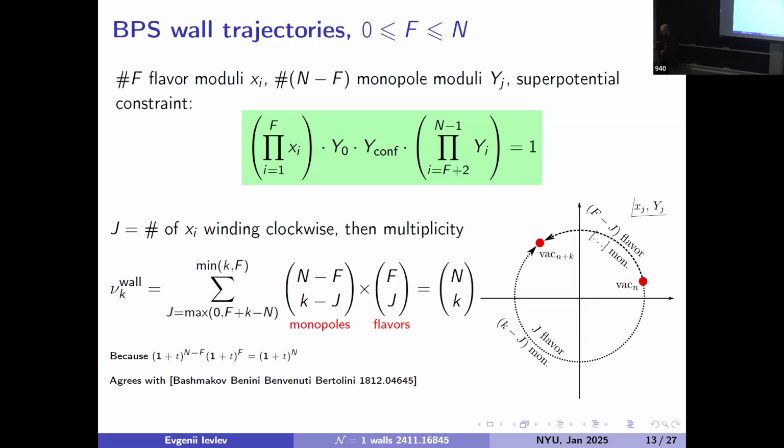So we find that when we count the domain wall trajectories, we now have flavor moduli coming from the F flavors that we introduced. We also have leftover monopole moduli, which are not confined yet if you introduce a small number of flavors. Both of them contribute to the domain wall multiplicity, and it turns out that there is a new quantum number.